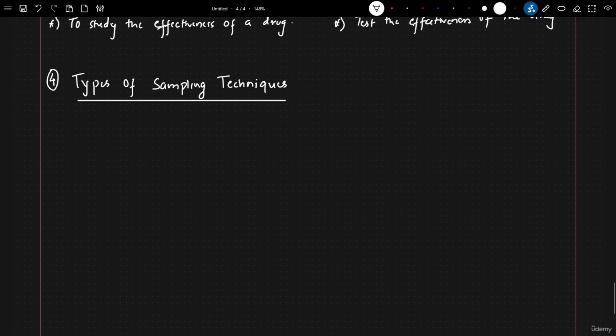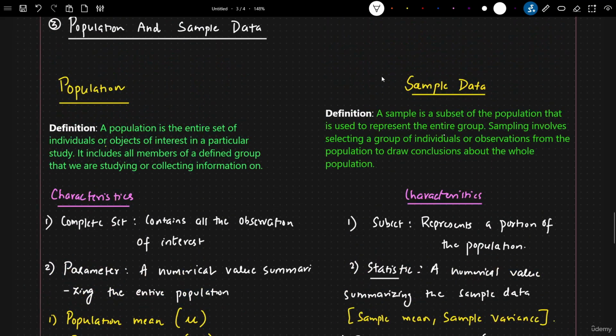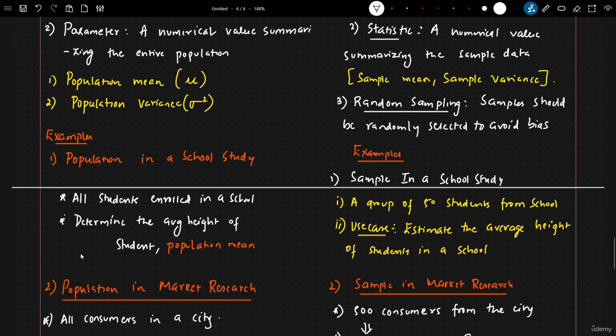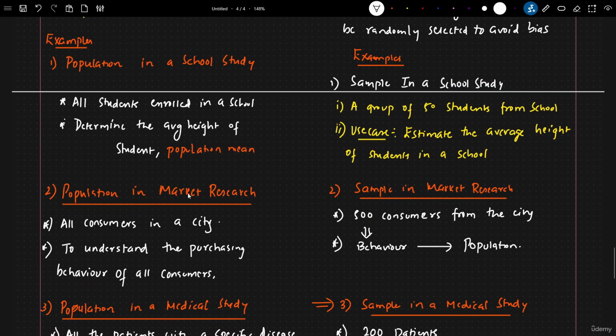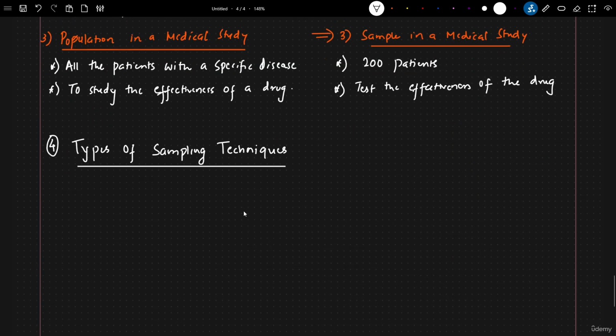Hello guys, so we are going to continue the discussion with respect to statistics, and in this video we are going to discuss the different types of sampling techniques. Already in our previous video we have spoken about population and sample data. We understood the characteristics, we understood some of the amazing examples, and in most of inferential statistics, let's take a specific use case.